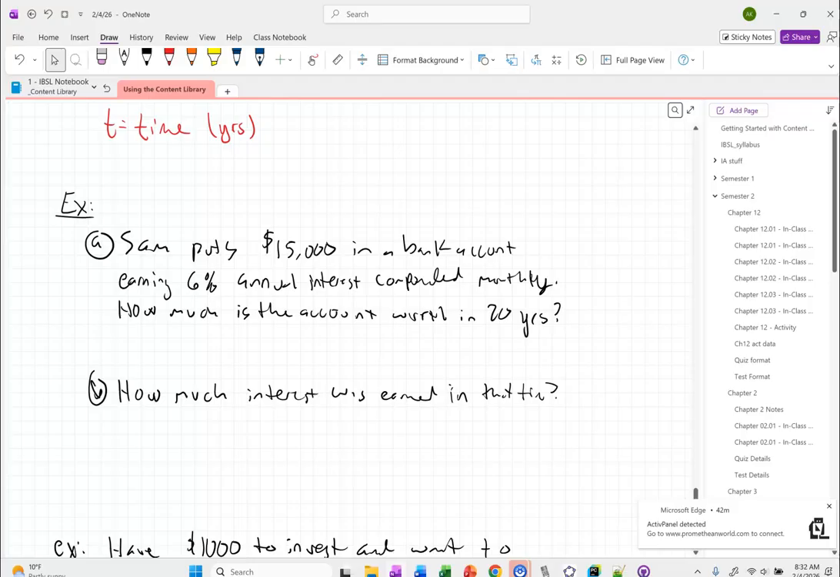So it says Sam puts $1,500 in the bank account. That's P, earning 6% annual interest. So my R would be 0.06. Compounded monthly. That means that the N is 12. And then how much will the account be worth in 20 years? That means T is 20.